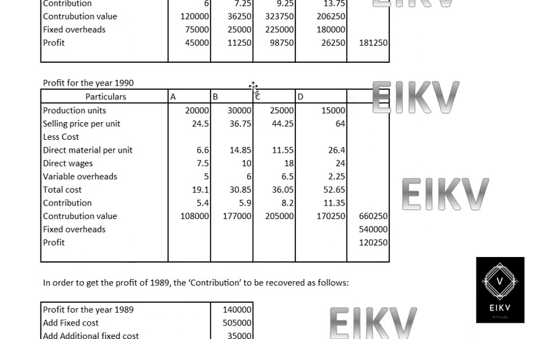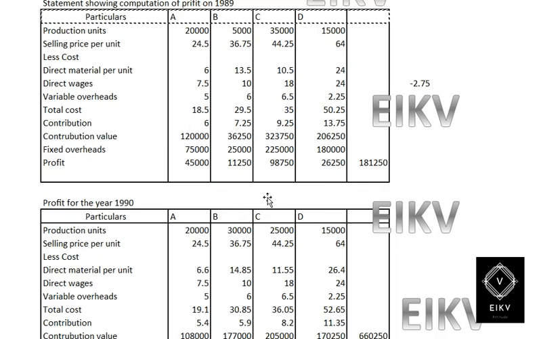Going towards the second requirement, profit for the year 1990. Over here, the unit of B has been increased by 25,000 as mentioned. The selling price is same as the illustration, and then we have the direct material and direct wages and the variable cost. Then the total cost 19.1, 30.85, 36.05, and 52.65.